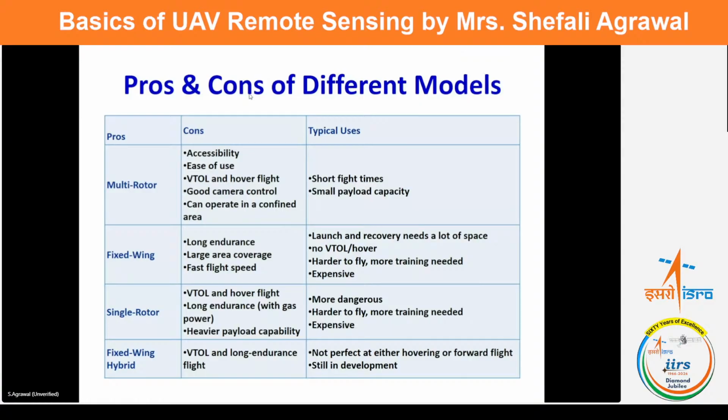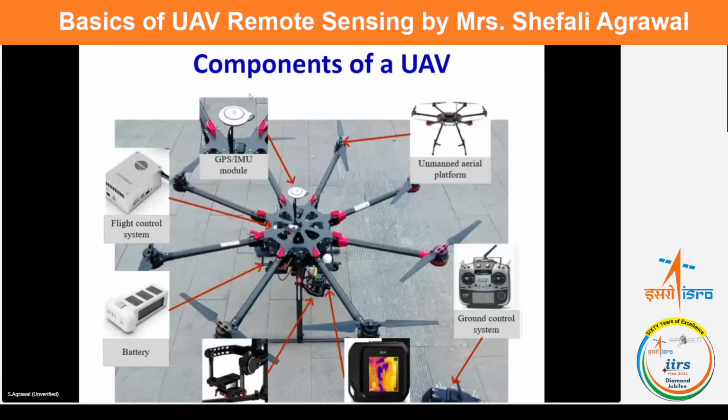Then there's the fixed wing hybrid platform, which, as I said, is a combination of both, with vertical takeoff and landing. It can fly for a longer distance, but it cannot stay stationary at a point. Then there's another one, the single rotor, like a helicopter, which can have vertical takeoff and landing, can stay stationary at a point, can have longer endurance, and can carry a heavier payload. But sometimes it's difficult to operate these kinds of platforms.